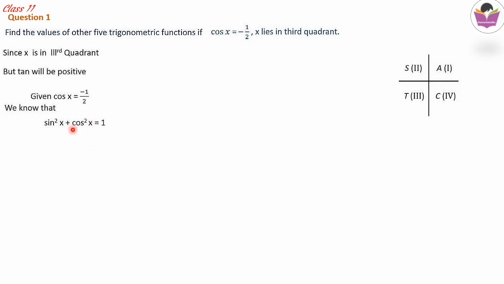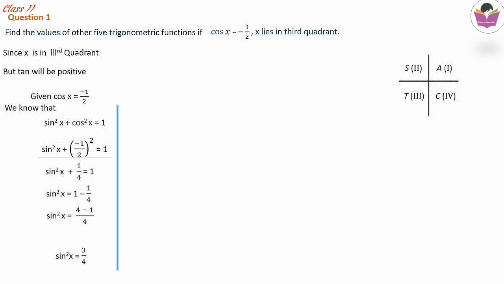Then sine square x plus cos square x is equal to 1. The cos value is there, so let's substitute: sine square x plus (-1/2) the whole square is equal to 1. That is sine square x plus 1/4, since -1 square is 1 and 2 square is 4, equal to 1. Take this 1/4 to the right side: sine square x is equal to 1 minus 1/4. Taking the LCM as 4, sine square x is equal to (4 minus 1) divided by 4, that is 3 divided by 4, simple calculation.